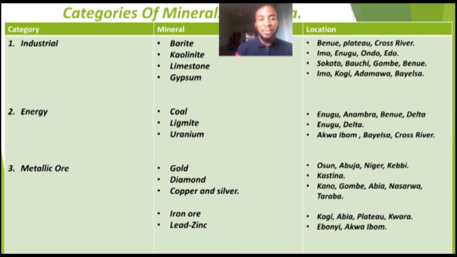Next one is metallic ore. You have gold, diamond, copper, silver, iron ore, lead, zinc. You can get gold in Osun, Abuja, Niger, Kebbi State. You can get diamond in Katsina State, Kano. Copper, you can get it in Kano, Gombe, Abia, Nasarawa, and Taraba State. Iron ore, you can get it in Kogi State, Abia, Plateau, and Kwara State. Lead and zinc, you can get them in Ebonyi State, Akwa Ibom State.